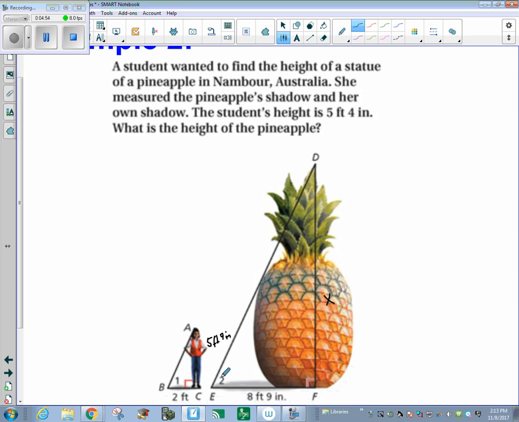Again, let's notice that angle 1 and angle 2 are the same because the sun is somewhere up here and is shining down at the same angle, so angle 1 and angle 2 are congruent. The student and the pineapple are also at a right angle to the ground, so we end up with angle-angle similarity again for these two triangles.